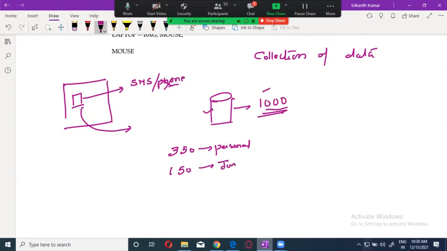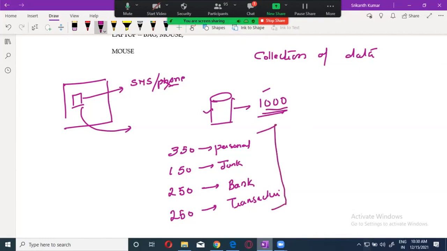Now you are working in a company, just imagine like 250 of the SMSs are all about your bank, the bank details you are having. Another 250 of them are your transactions. Guys, this is all about the transactions. You are doing an online transaction, you are buying something, or you are withdrawing money. According to the bank, they categorize your SMS into 4 types. For them, these two are junk. Even though it is very personal to you, for them it is completely junk.